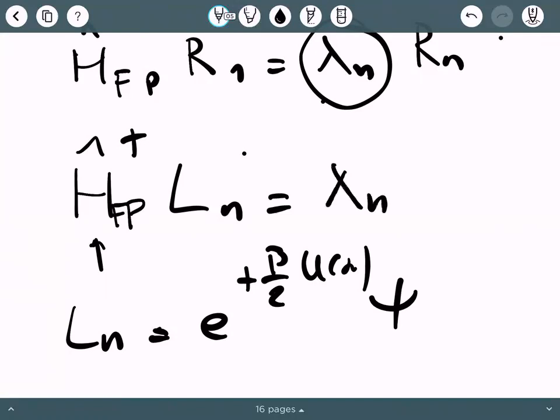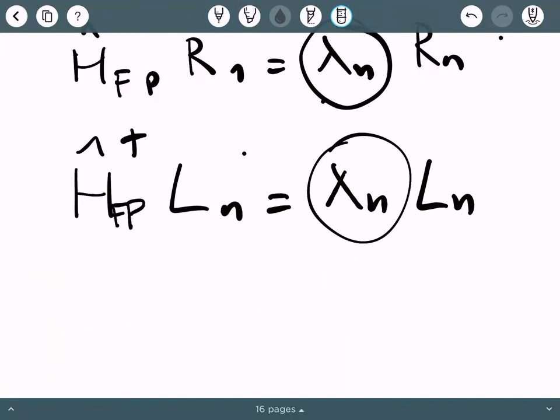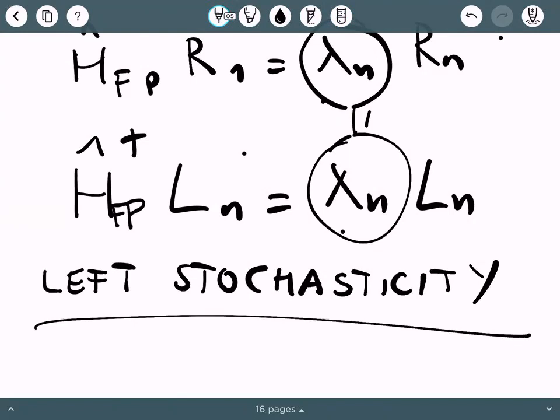And guess what? Then it's immediate to show that the adjoint operator has the same spectrum as the forward operator. Ultimately, this has to do with the conservation of probability, as we shall see when we go into stochastic matrices. This is not a lucky coincidence. These properties follow from what is known as left stochasticity. But this is just a name that means nothing to you at this level. It will become more clear when we connect the Fokker-Planck equation to a master equation in a discrete set of states.